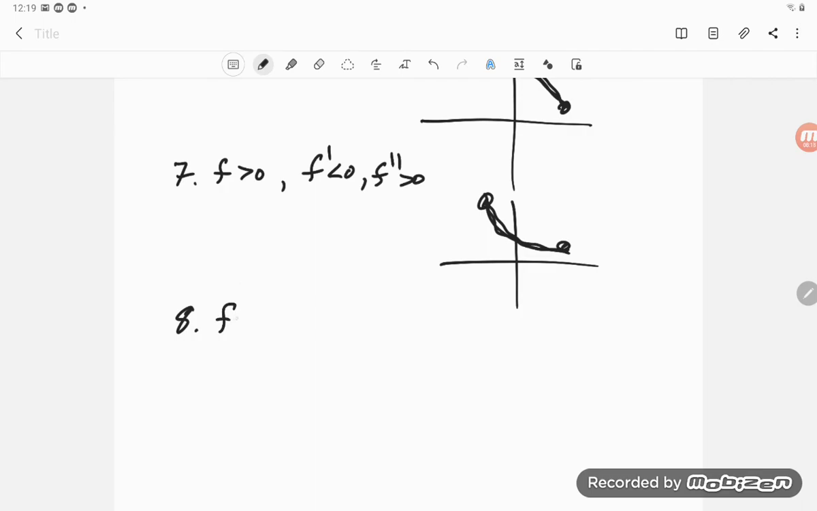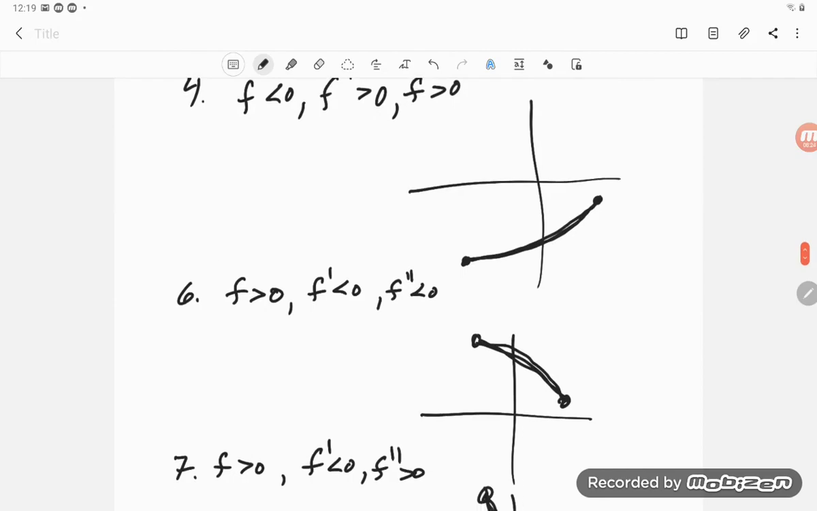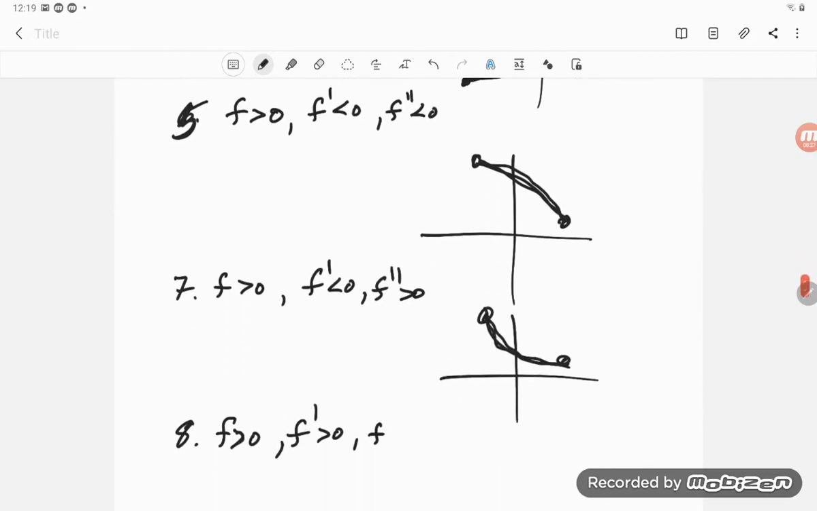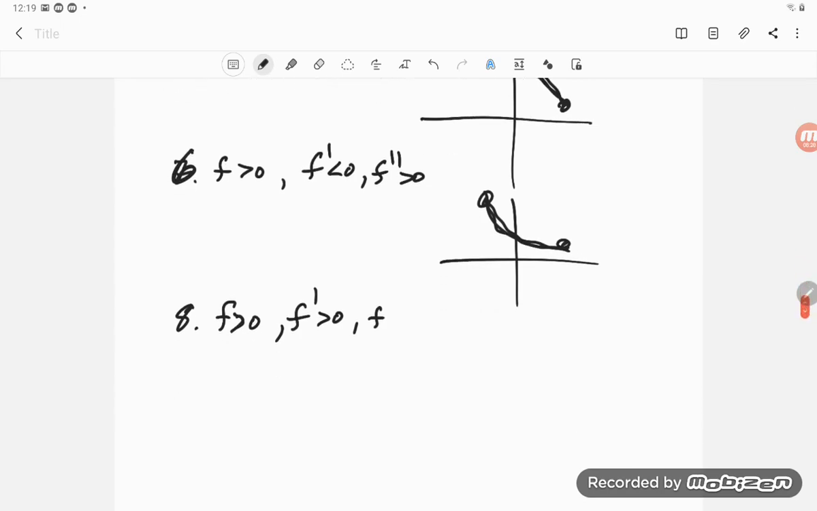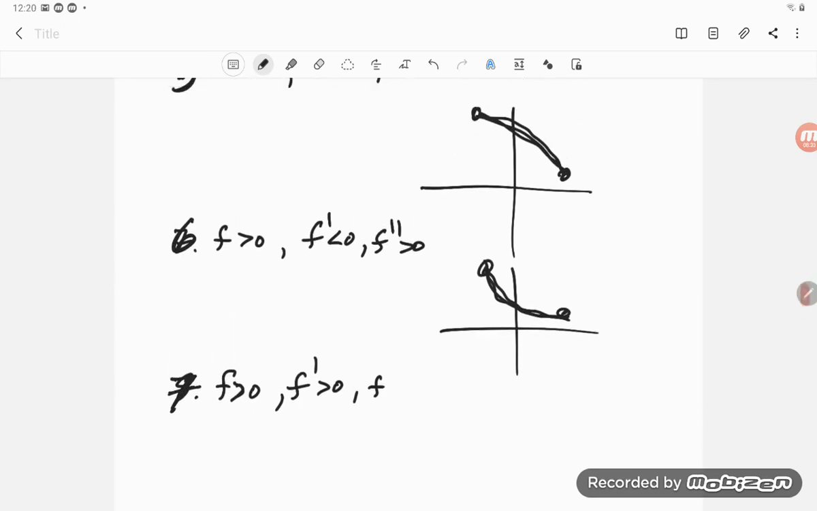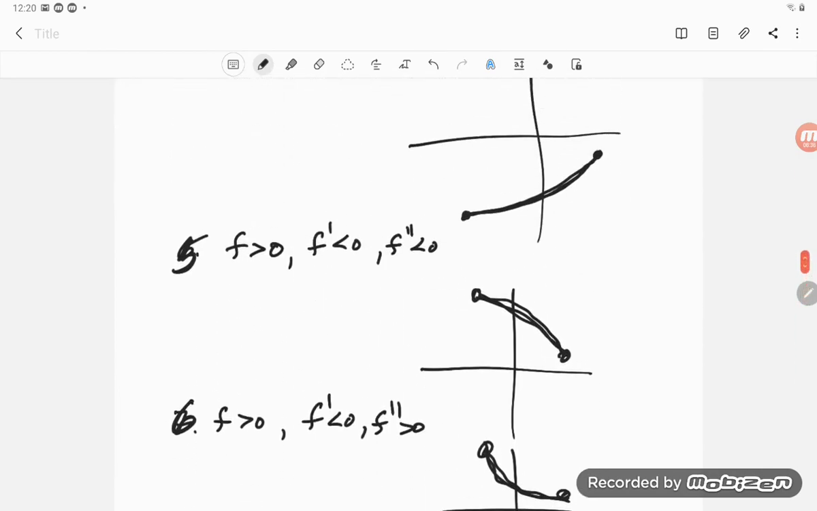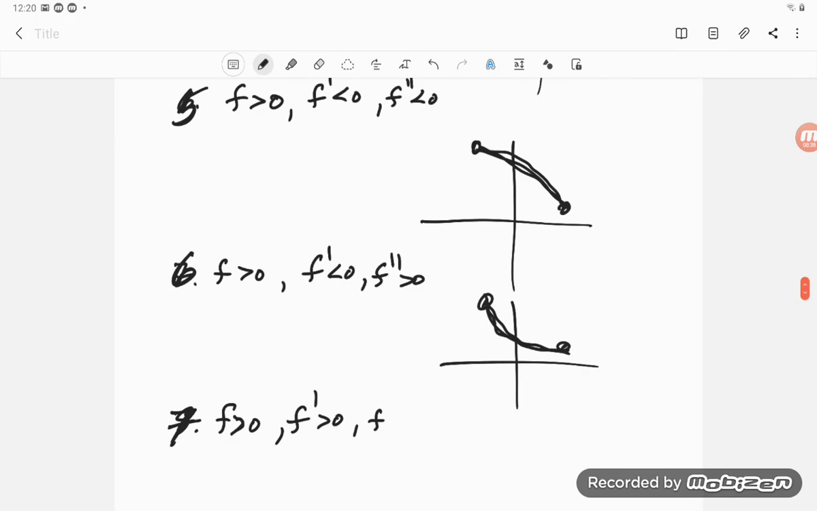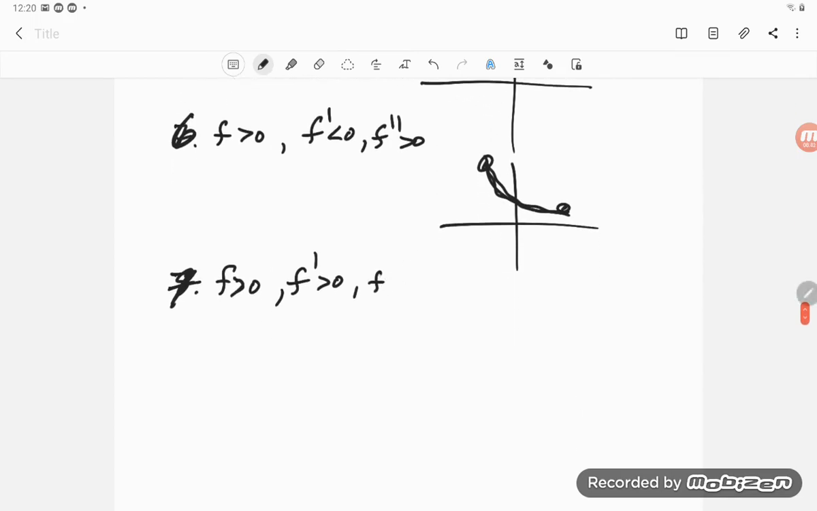7, f greater than 0, f prime is greater than 0, f double, wait, did I miss a number in there? 4, 5, I'm not good with numbers. 6, 7, okay, so 4, 5, 6, 7. So 1 through 4, f was negative. 5 through 8, f will be positive. And so f double prime here is negative. This should line up with number 3. And so again, we had something like that, but it was concave down.